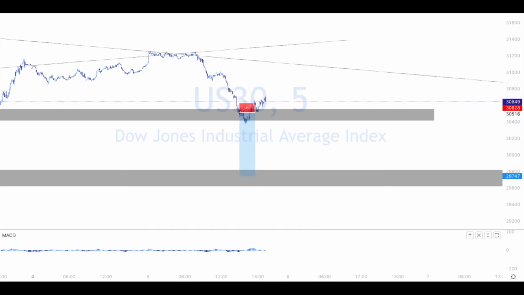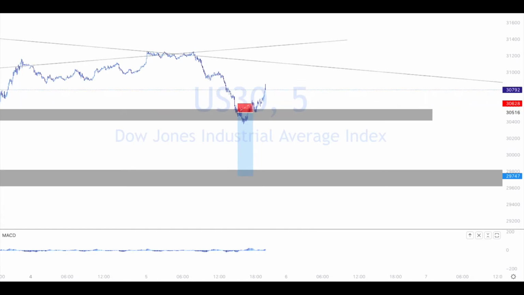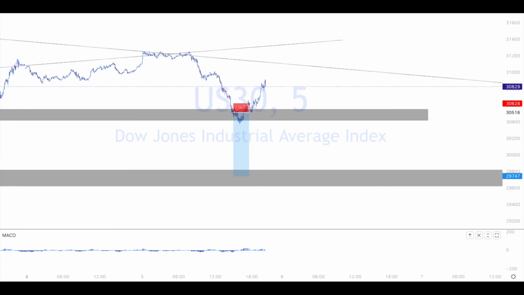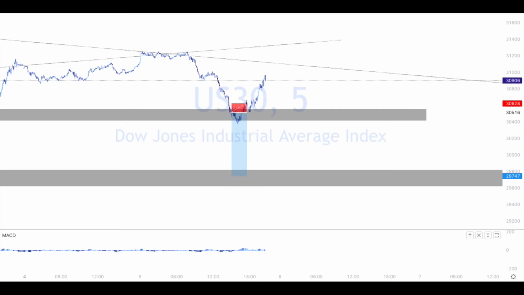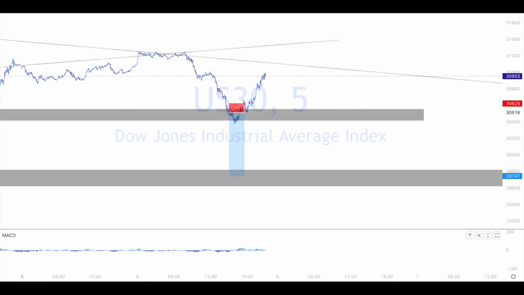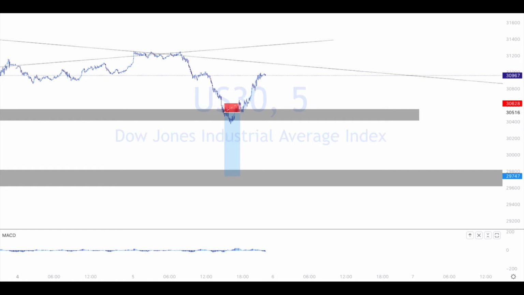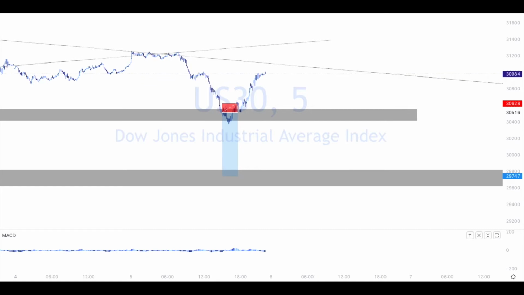So right now it's producing higher highs on the 5 minute. It's continuing to do so, continuing to produce higher highs. Okay. So it's gone a bit down for now. Let's see what it does.